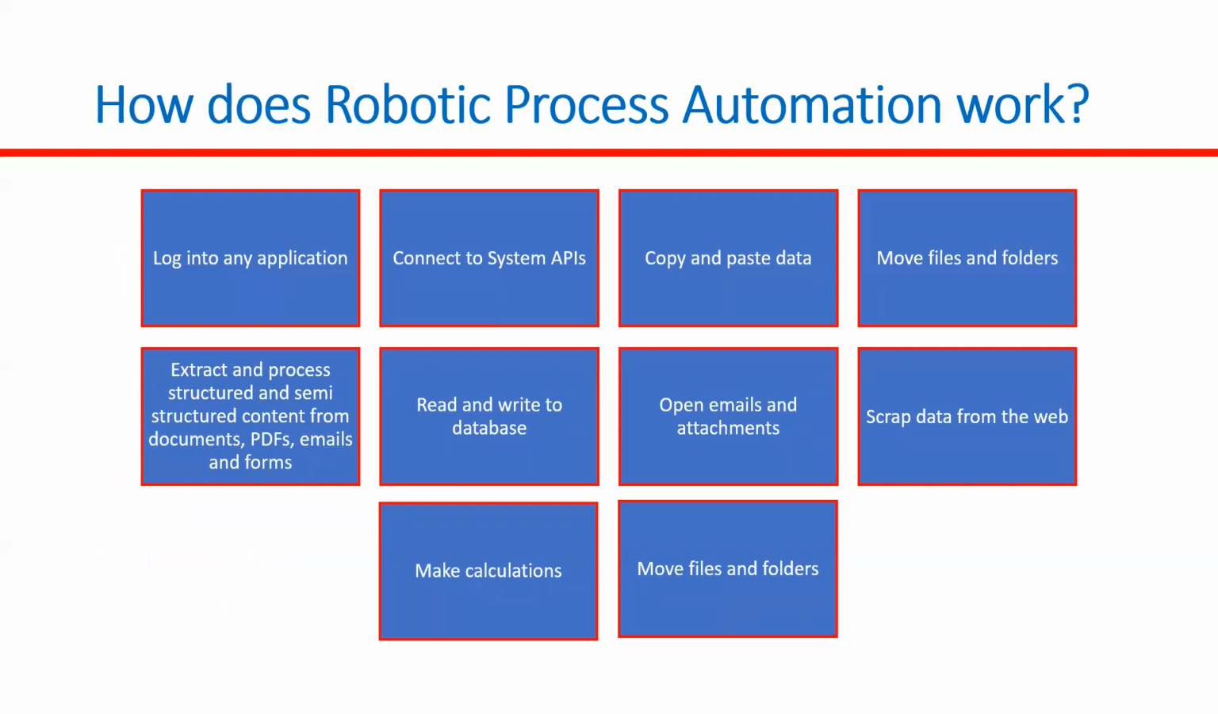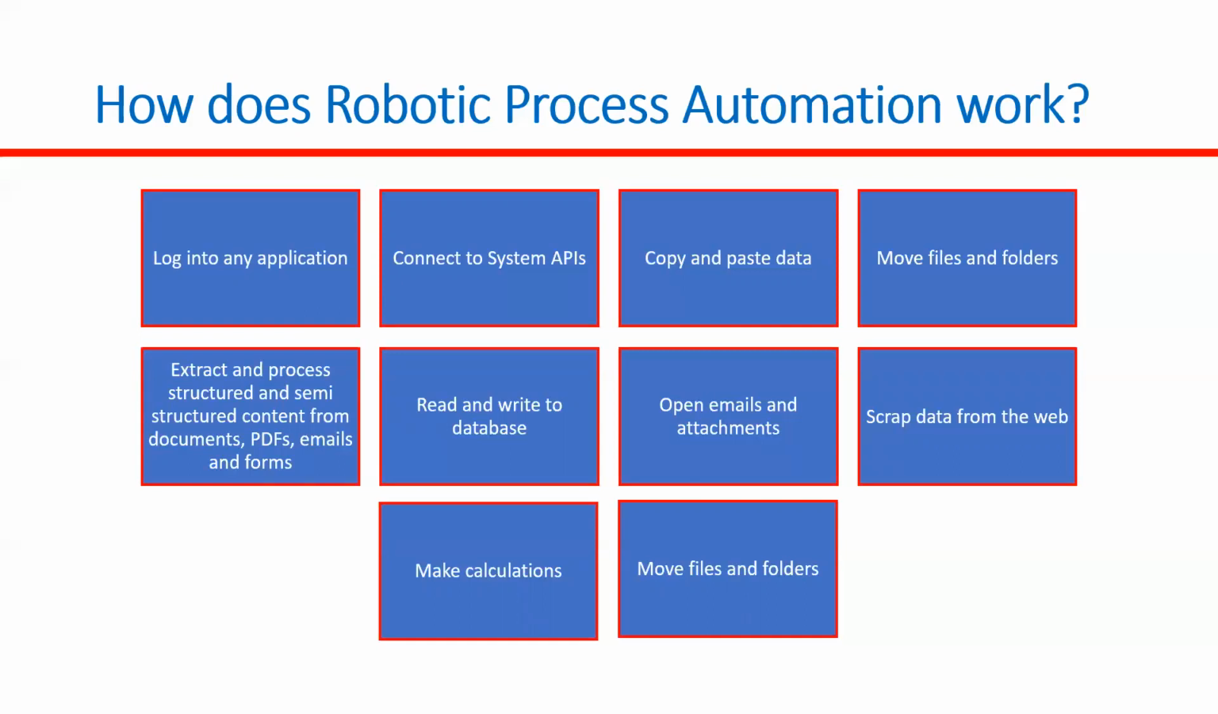So when we talk about RPA automation, how does this RPA automation work? We are going to see that. For example, logging into any application, connecting to system APIs, copy and paste data, move files and folders from one location to another location, extract and process structured data and semi-structured content from documents, PDFs, emails, and forms, read and write to database.